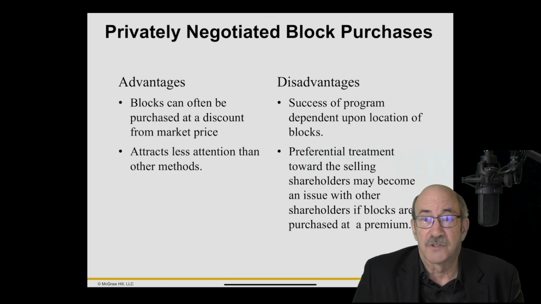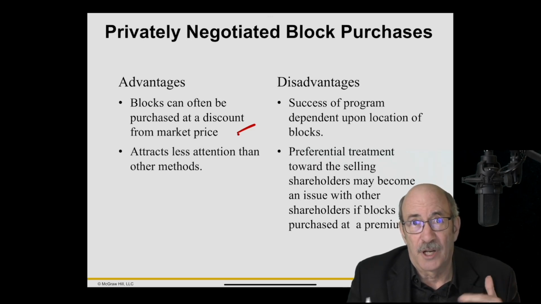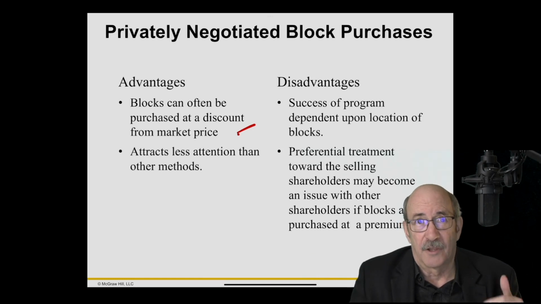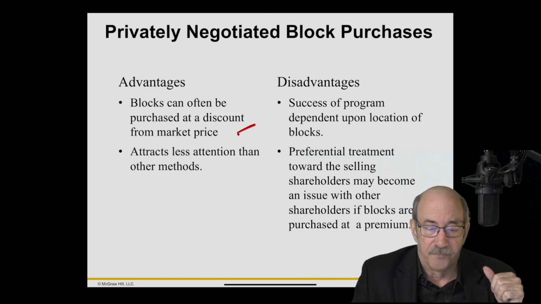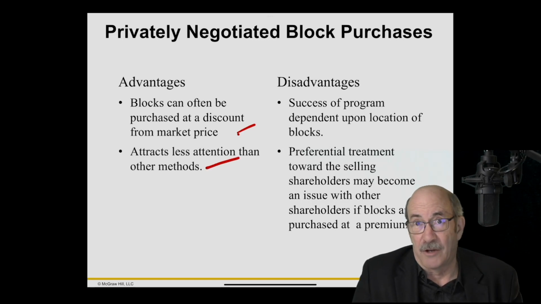Privately negotiated blocks can often be purchased at a discount, as I mentioned before, because if the block holder is thinking about selling anyway, the price that they will get, even if they use algorithmic trading and try to spread that over a long period of time, they're more than likely going to put some downward pressure on the price. It also is less of an attention getter. So if that matters to the firm, then a negotiated block sale might be advantageous.